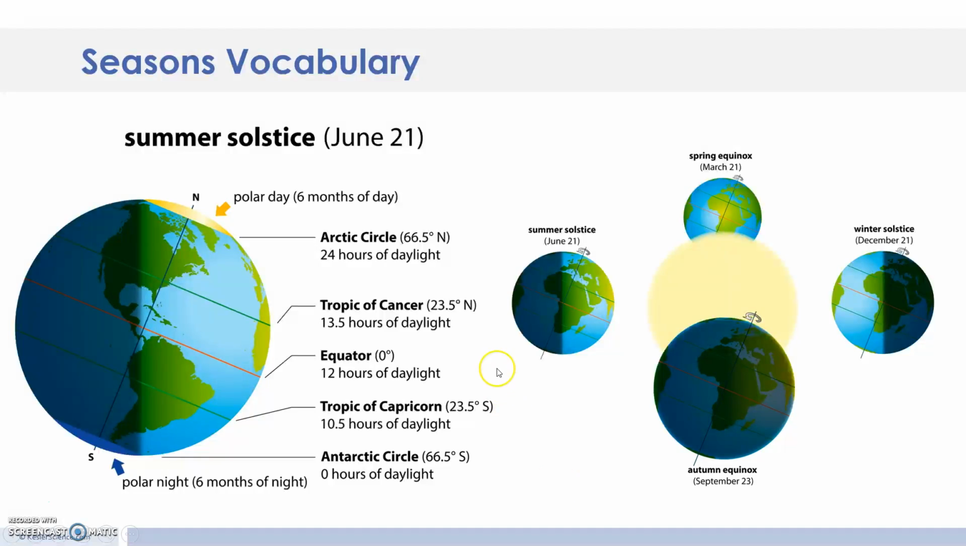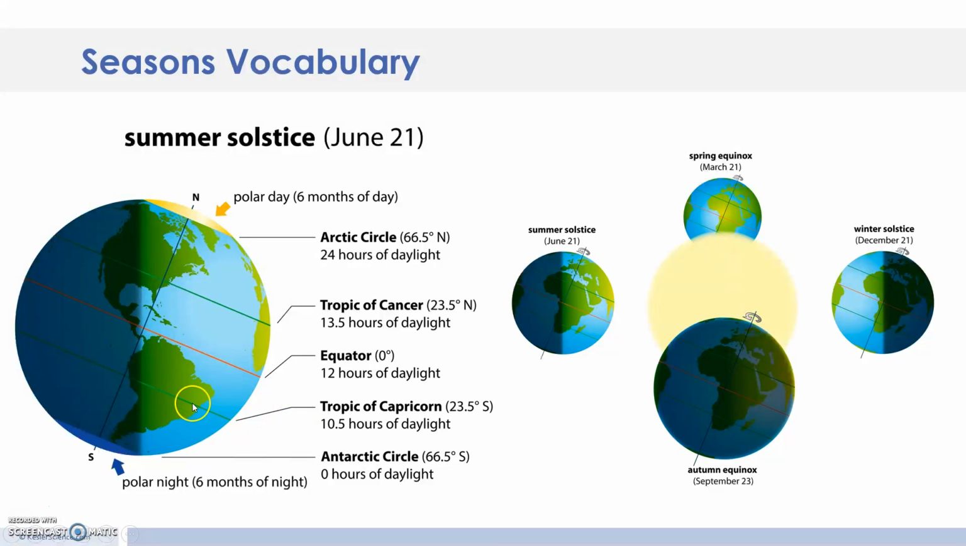So this picture kind of helps to explain what that's about. Up here in the northern hemisphere in the summertime, this is when the North Pole gets that constant sunlight. Down here, closer to where we are, the Tropic of Cancer, we get about 13.5 hours of daylight. The equator is going to be about 12 hours, so it's equal day, equal night.